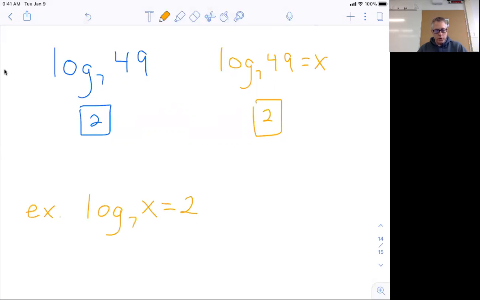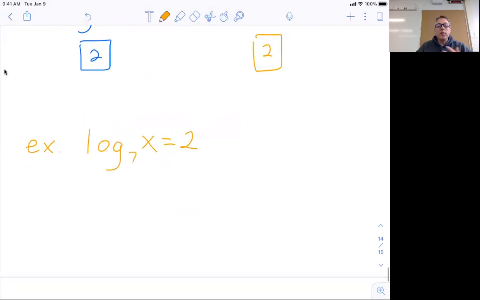There's a few ways you could do this. One way would be, this is in log form. Remember the Kahoot we were just doing? Think of this as x equals 7 squared. And so the answer is 49. So we're converting it from log form into exponential form.